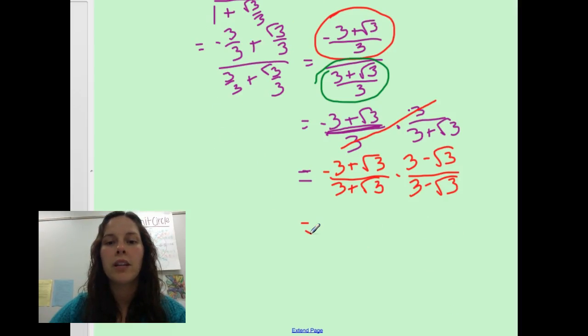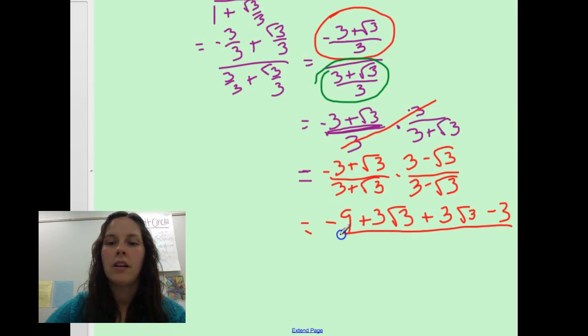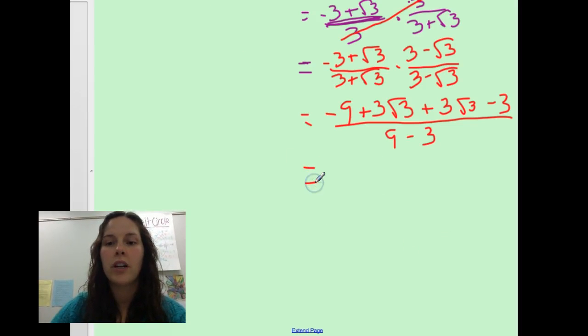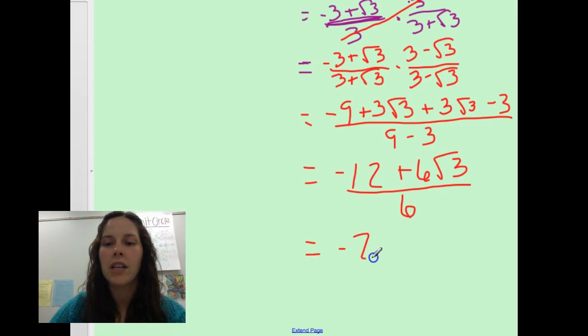So in the numerator, when I distribute, I get negative 9 plus 3 root 3 plus 3 root 3 minus 3 all over, in the denominator, when I multiply my conjugates, I get 9 minus 3. Simplifying it in the numerator, I have negative 12 plus 6 root 3, and in the denominator I have 6. So I can divide that 6 out of each term, giving me negative 2 plus the square root of 3.